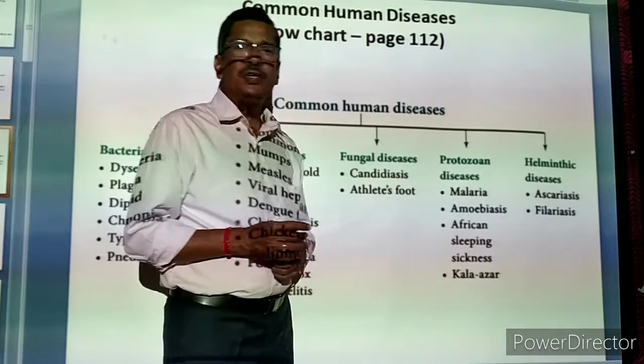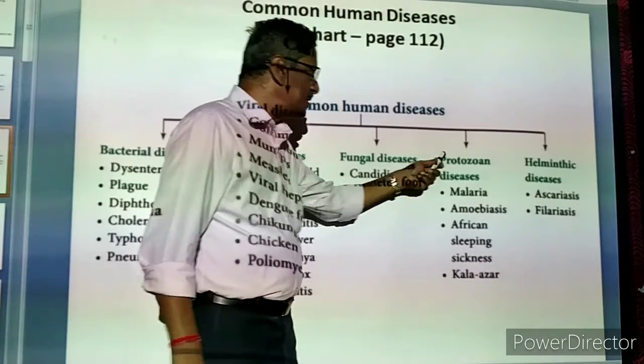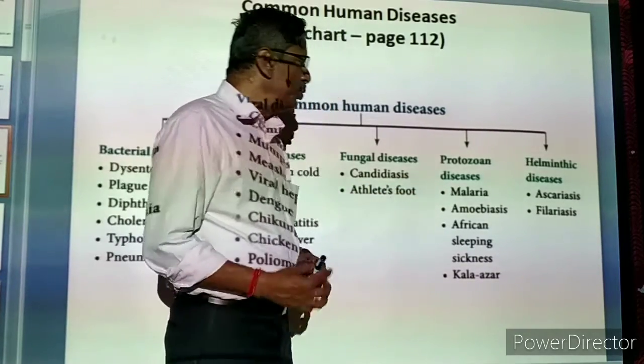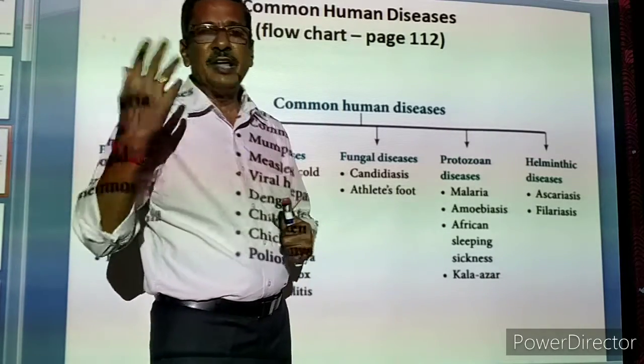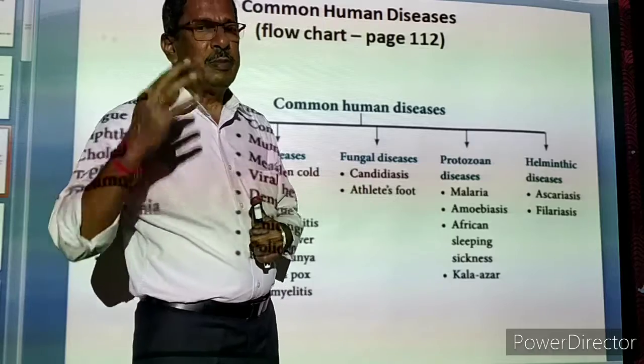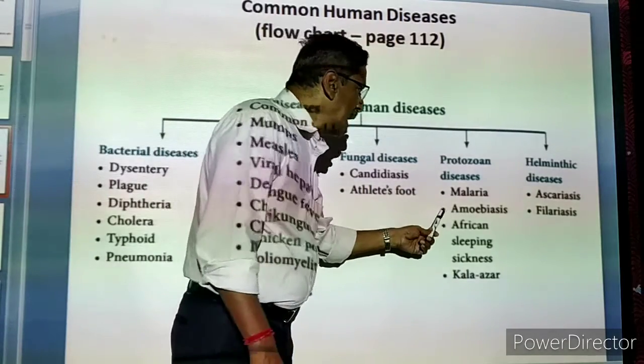There are certain protozoans called parasites. They enter the human body and cause diseases. Now we are going to take a few diseases. First one is malaria. It is a type of fever. It spreads from person to person by a female anopheles mosquito. That is malaria. It is a type of fever.